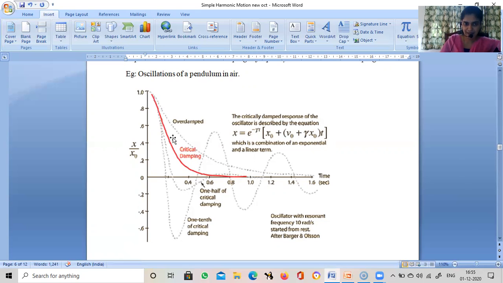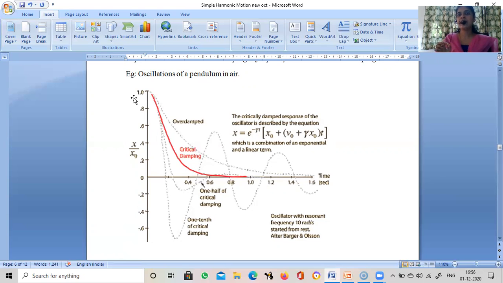So the red curve, red solid line, indicates the critical damped condition. It is much faster than the overdamped condition. Overdamping also without performing any oscillation, the amplitude of oscillation or the displacement decreases with time. Okay, so this is all about the solution of the damped harmonic oscillator.